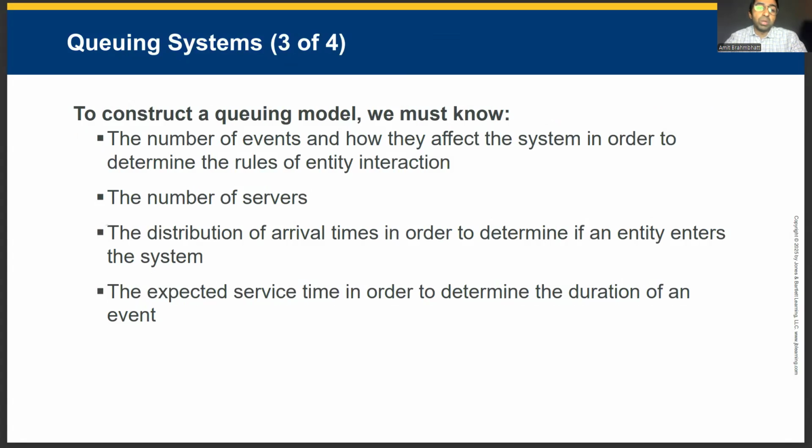To build a queuing model, we need to know the types of events, number of servers, arrival time distribution, and expected service time. This determines how entities move through the system. Once these elements are defined, we can simulate the flow and measure metrics like wait time, system congestion, or service efficiency. This helps decision makers improve operations.